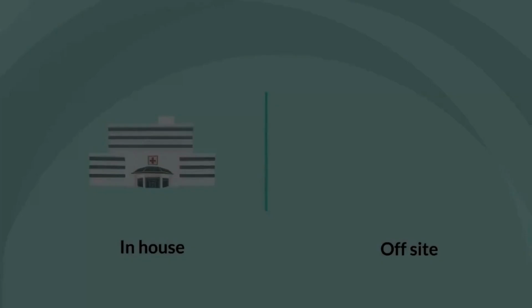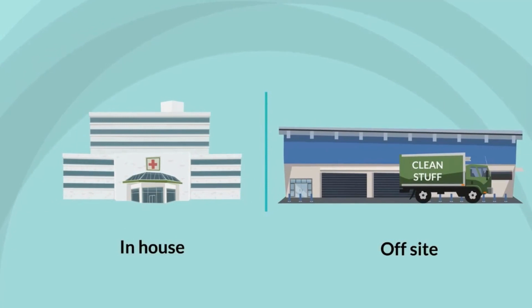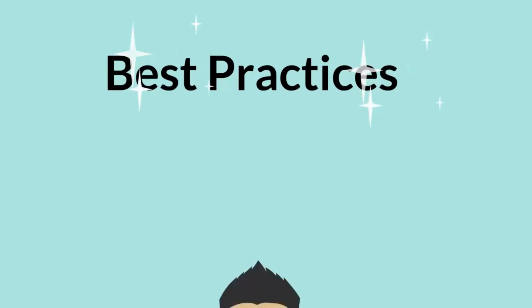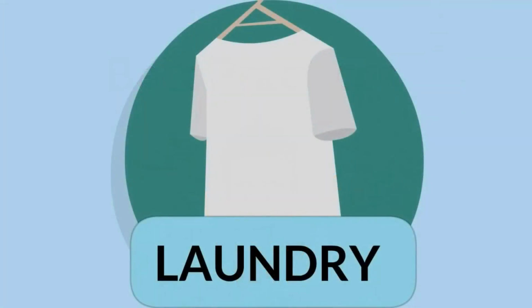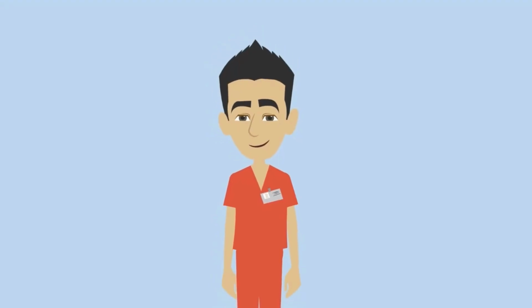The washing and processing of laundry for your healthcare facility may occur in-house or off-site at a laundry co-op or commercial healthcare laundry facility that is privately owned. The following best practices apply to all laundry processing settings. Basic infection control begins with the physical characteristics of the laundry facility operation.